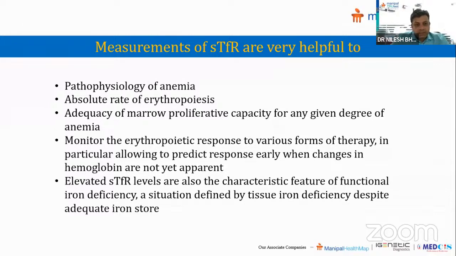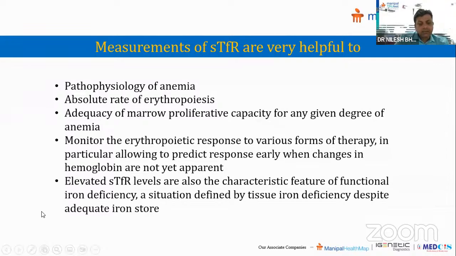Because it is a marker of erythropoietic activity, you can also monitor the erythropoietic response to various forms of therapy, allowing you to predict the response when the changes in hemoglobin are not yet apparent. Changes in hemoglobin happen quite late, but changes in the level of the transferrin receptor happen quite early, so you can actually predict the response to therapy.